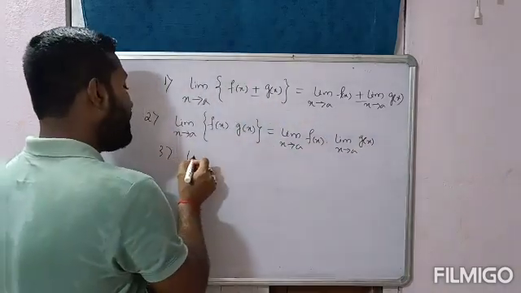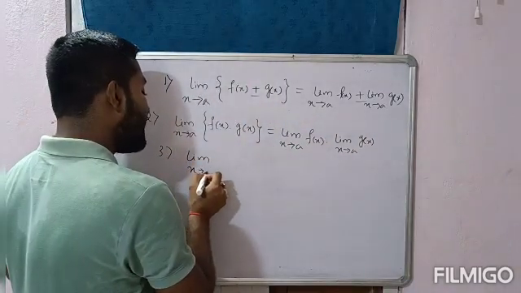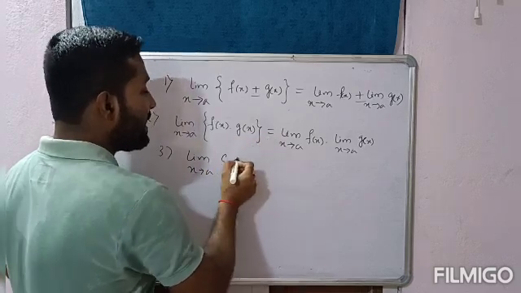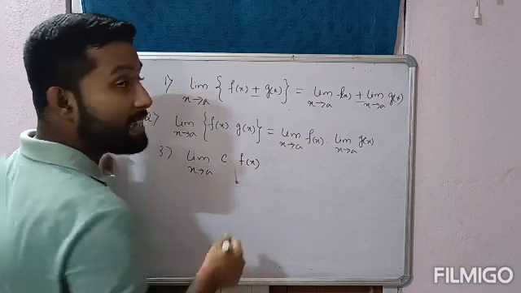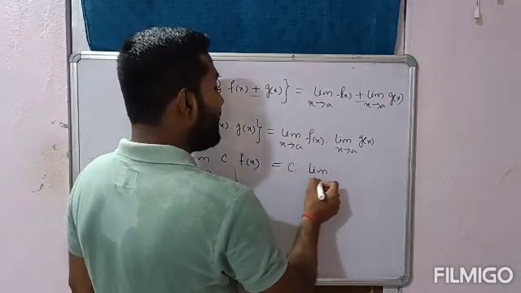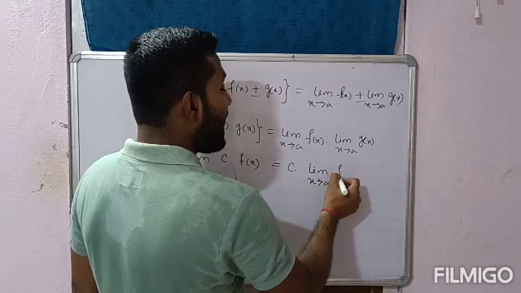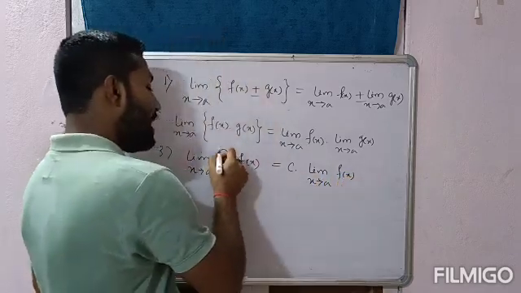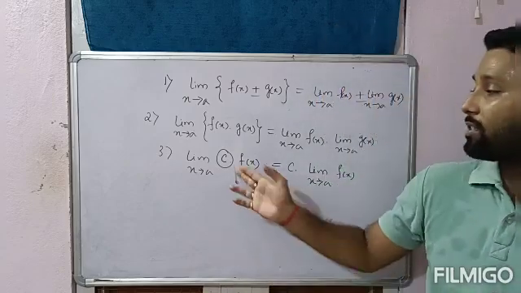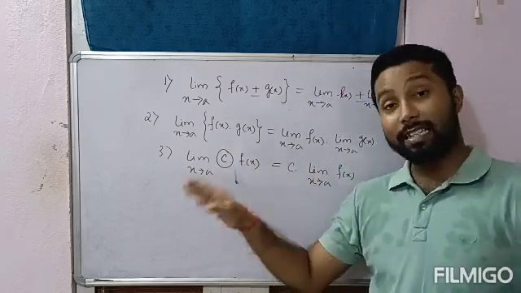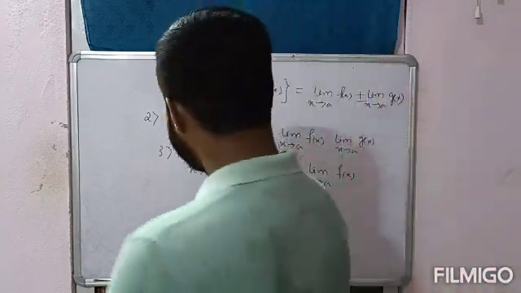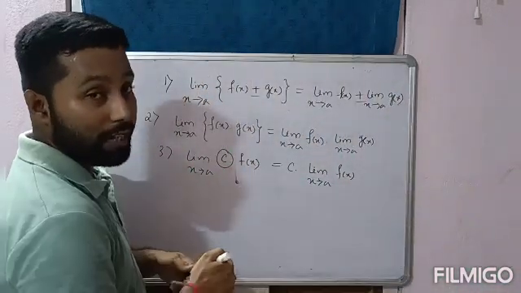Number 4, limit x approaches a, c into f of x, where c is any constant. So this is equal to, we can write c into limit x approaches a, f of x. That means अगर कोई फंक्शन के साथ एक कांस्टेंट मल्टीप्लिकेशन फॉर्म में होगा तो वो कांस्टेंट को हम लोग पहले लिमिट्स के बाहर लिख सकते हैं, उसके बाद फंक्शन का वैल्यू निकाल सकते हैं. ठीक है. But if it is in the multiplication form, then only we can do like this.